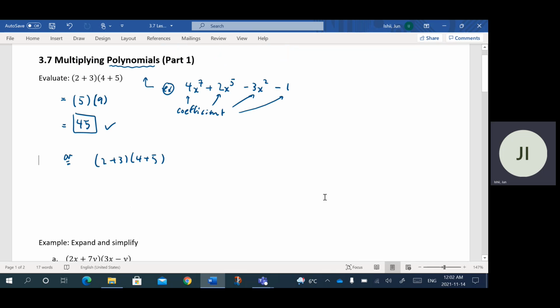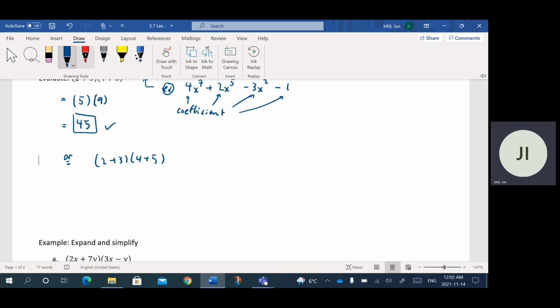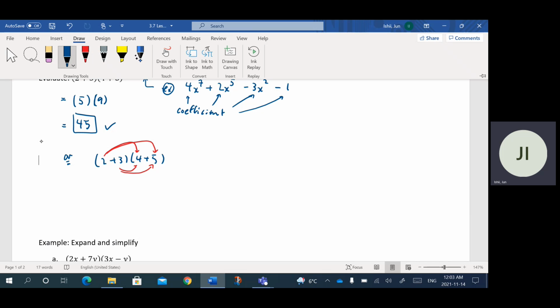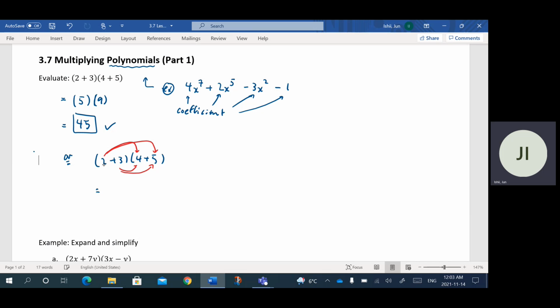Rather than working out the brackets first and multiplying, what I'm going to do instead is what we call distribute. The 2 I'm going to multiply with the 4 and the 5, and then I'm going to multiply the 3 with the 4 and the 5. So I'm going to have 2 times 4, the first ones, and 2 times 5, and then add 3 times 4, and then 3 times 5.